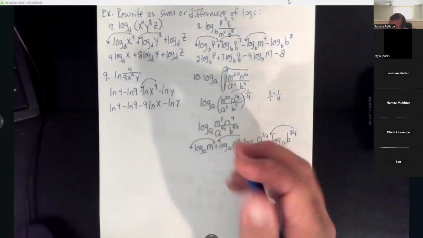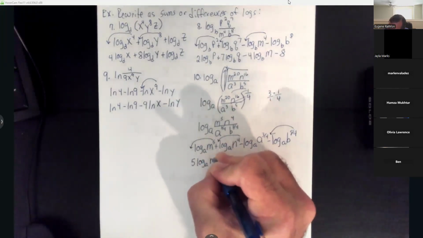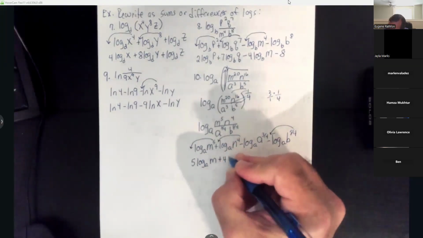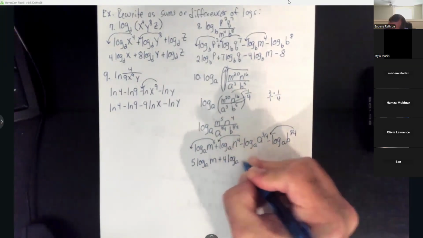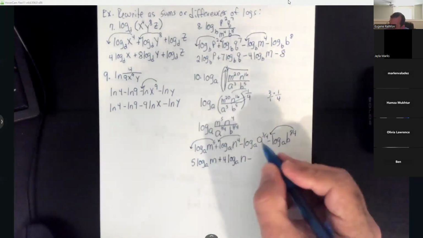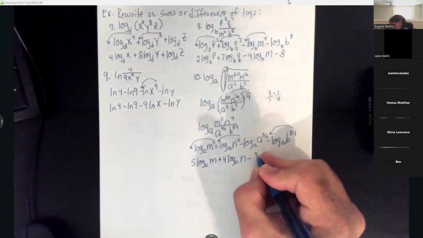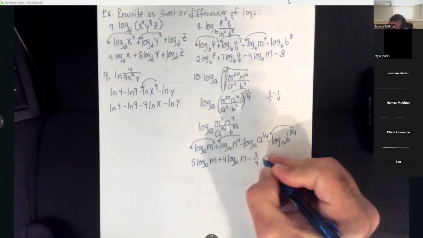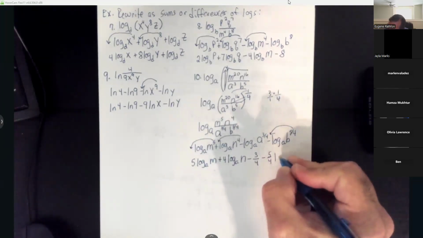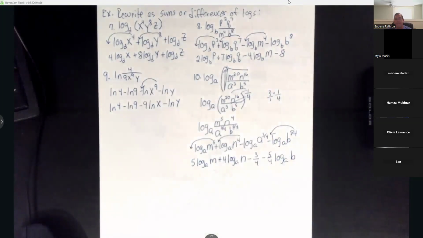So I get 5 times the log A m plus bringing that 4 down, I get a 4 log A n minus, no, we said this whole thing here equals 3/4. And then minus, bring down the 5/4. You get a 5/4 log A of B.